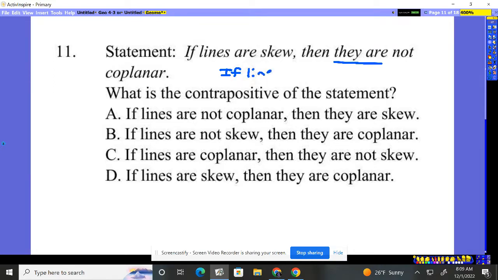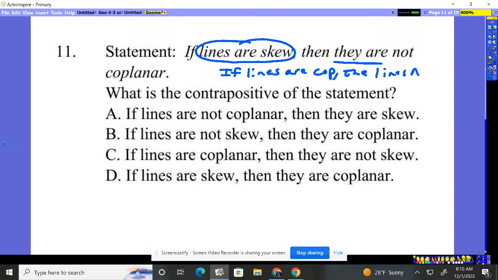So if lines, I need to negate that. So I would say if lines are coplanar, then I put the if part next. It says lines are skewed. We'd say the lines are not skewed. Which one is saying that? So we're looking for if lines are coplanar.